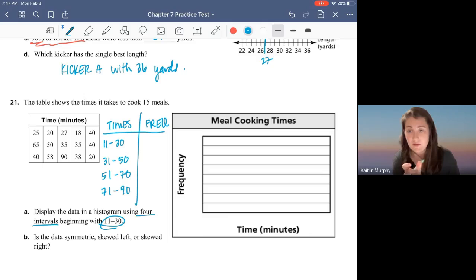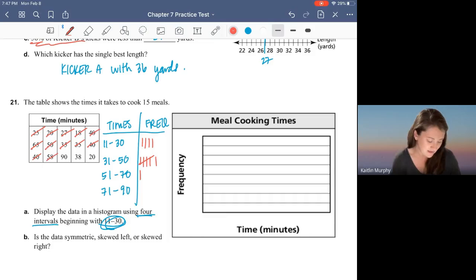You need to make sure that each one of those bins, or each one of those groups, has the same amount in it. That's like 19 in each of those. It told you to start with 11 to 30 and use 4 of them. So we have 4 of them. Now I need to go through this little chart with all the times and make tallies for which group they go in. So 25 goes from 11 to 30, 20 goes from 11 to 30, 27 goes in there, 18 goes in there, 40 goes down here, 65 goes in here, 50, 35 goes in here, 35 again goes in there, 40, so I get to cross that one off, 40 again, 58, it's going to go in here, 90 in that topmost one, 38.